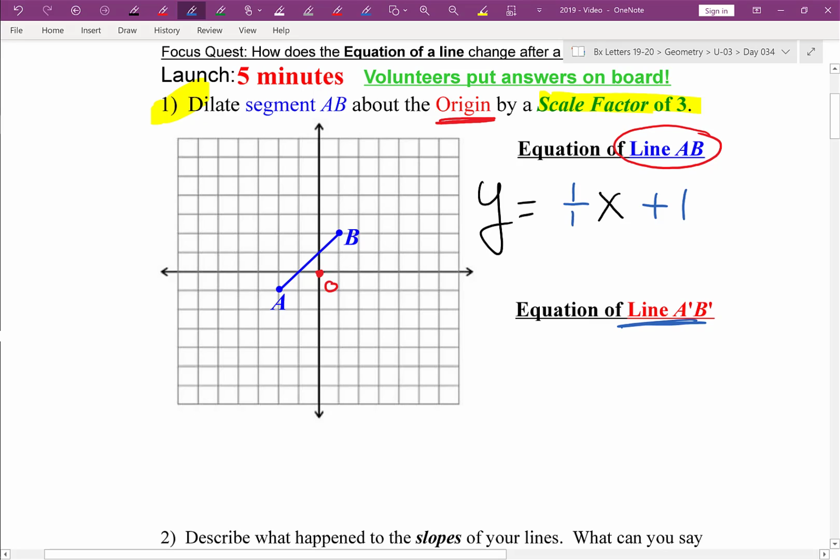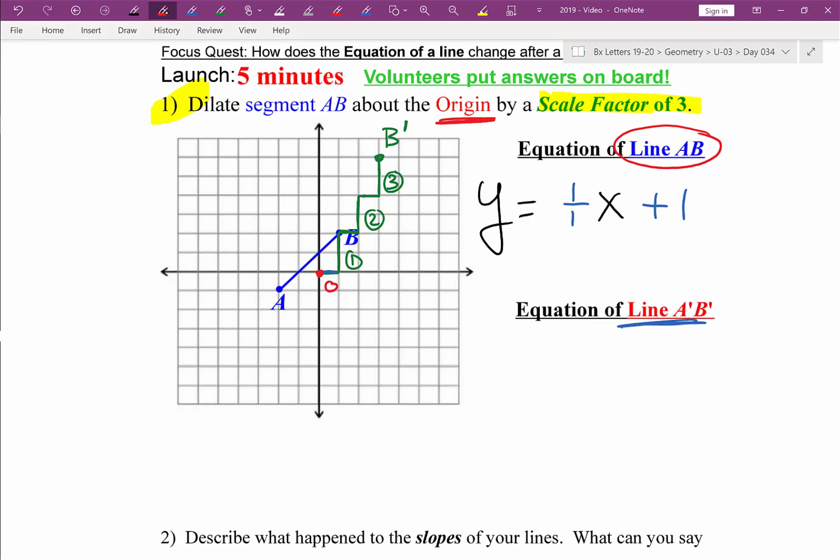So I'm going to do the visual method, let me do the green. Over 1 up 2. That's 1 time. Over 1 up 2. That's 2 times. Over 1 up 2. That's a dilation of 3. So B prime will go right there.